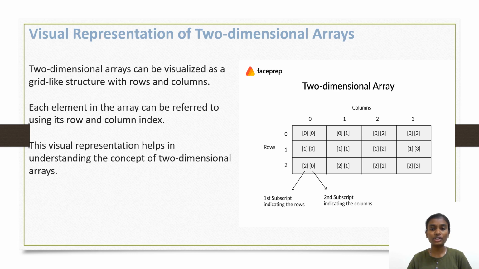Representation of two-dimensional arrays: two-dimensional arrays can be visualized as a grid-like structure with rows and columns. Each element in the array can be referred to by its row and column index. This visual representation helps in understanding the concepts of two-dimensional arrays. This is the two-dimensional array, columns and rows.